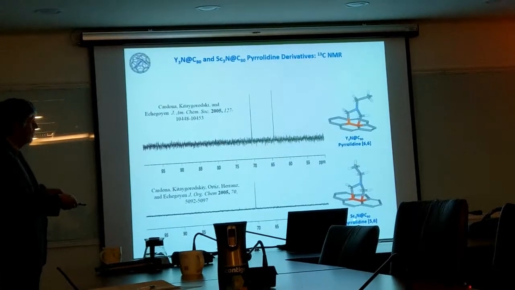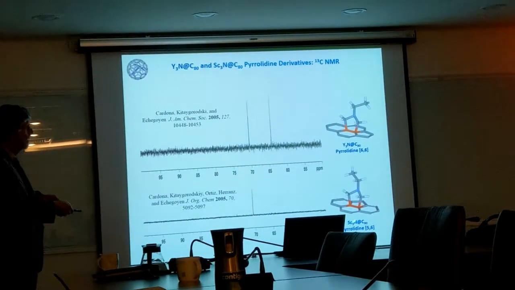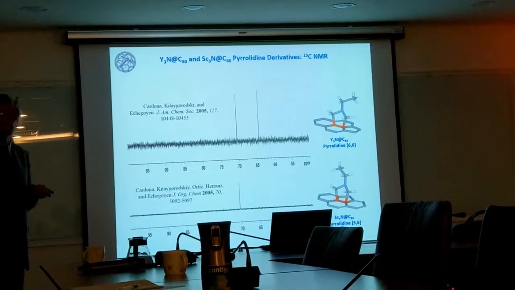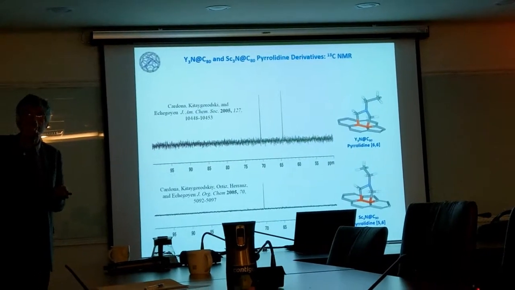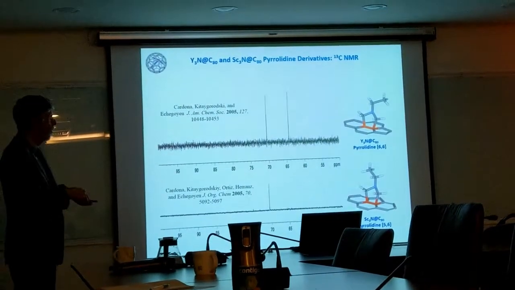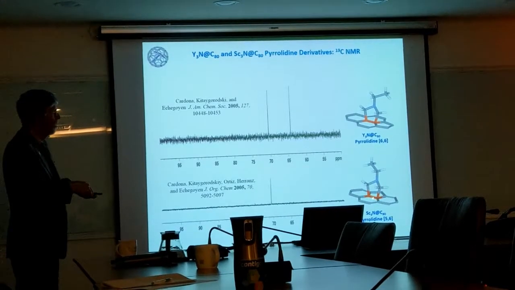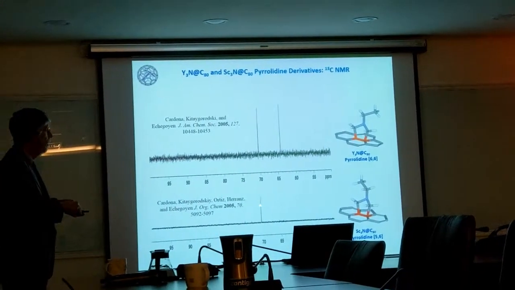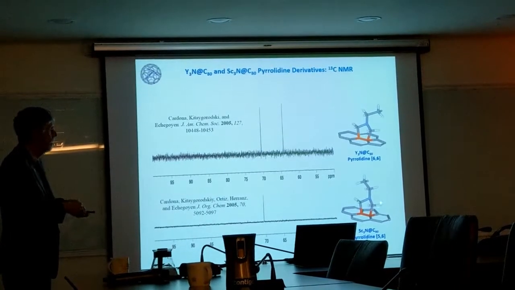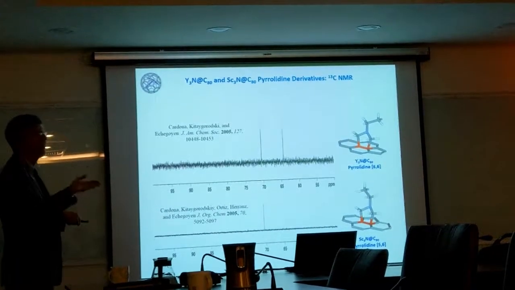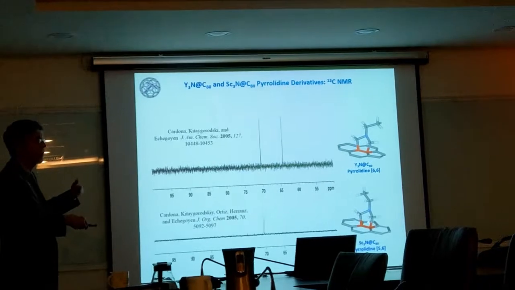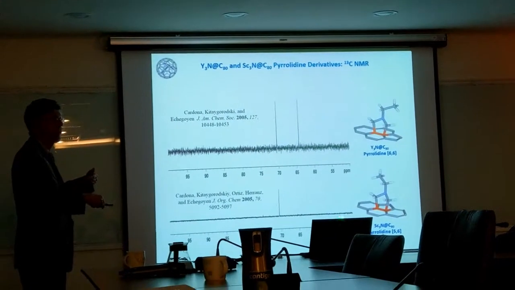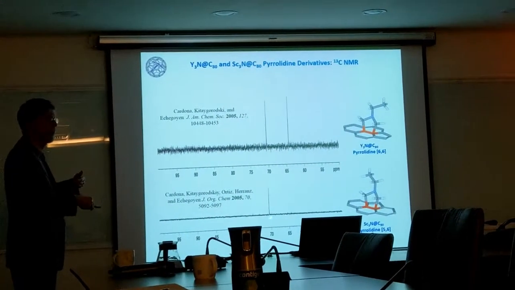Anyway, we saw that changing from scandium nitride inside to yttrium, just one down in the periodic table, you go from addition that is exclusively 5,6. How do we know? Because we only see one carbon-13 label in this reaction, which forms a pyrrolidine. So that pyrrolidine is in a symmetric environment. How do we know? Because we see only one carbon.